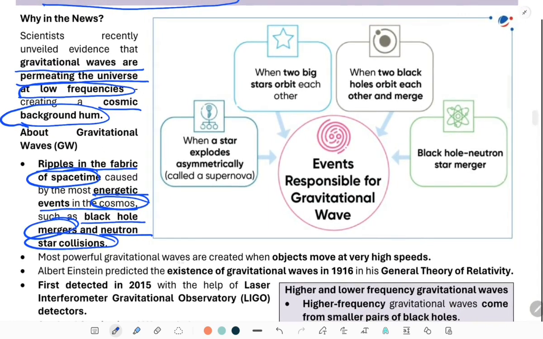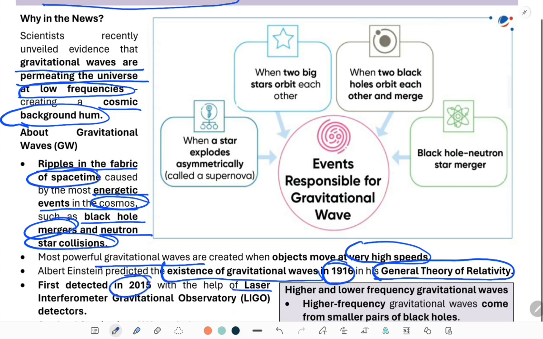The most powerful gravitational waves are created when objects move at a very high speed. Albert Einstein predicted the existence of gravitational waves in 1916. They were first detected in 2015 with the help of Laser Interferometer Gravitational-Wave Observatory detectors.